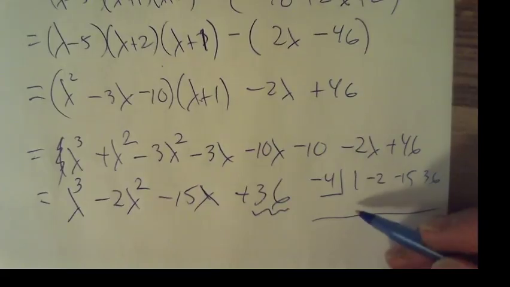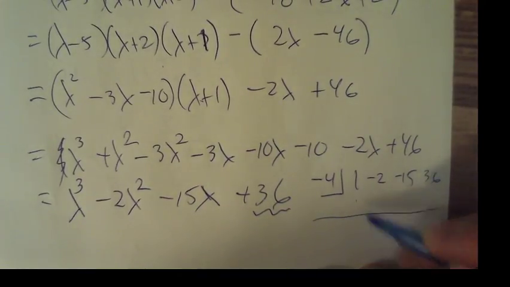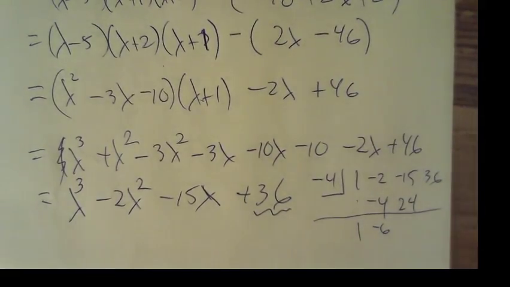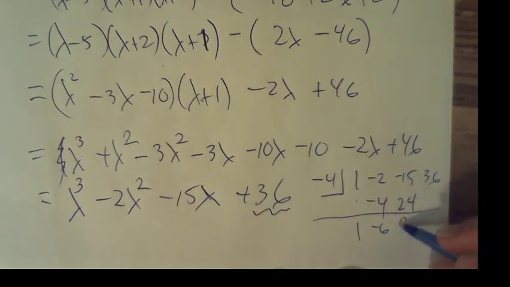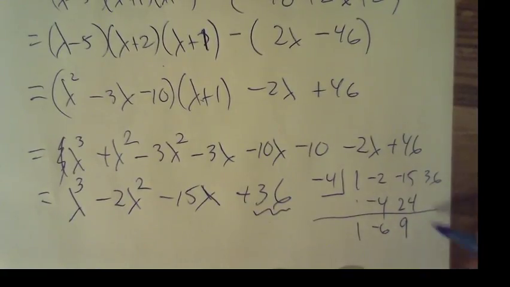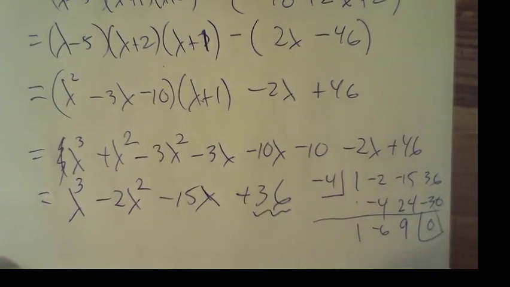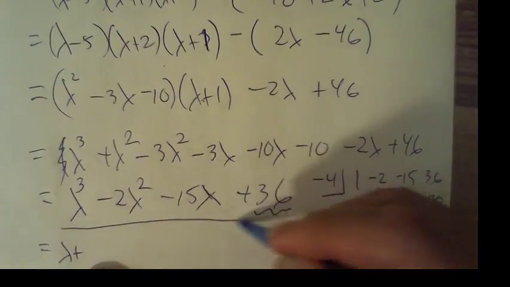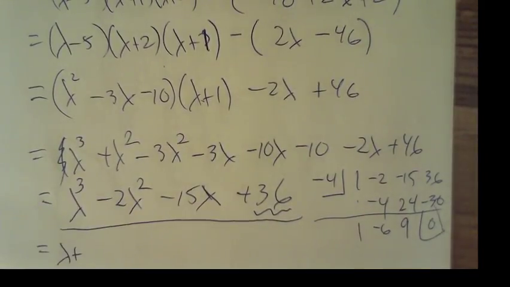Okay, and then here, 1, -4, -6. So that gives me positive 24. That gives me 9. And then that gives me negative 36. So we get 0. All right, so first of all, that's our characteristic equation.